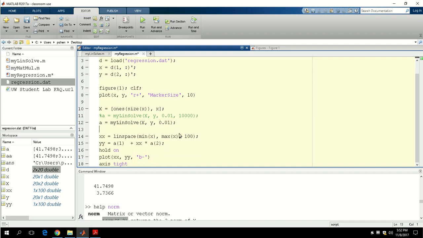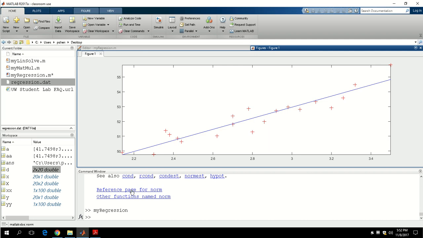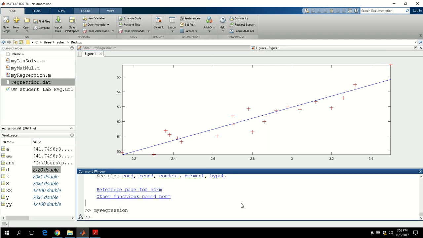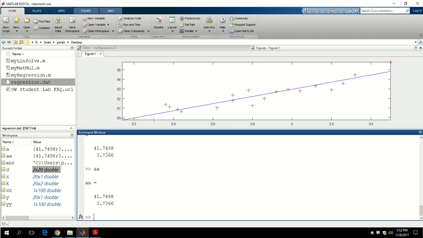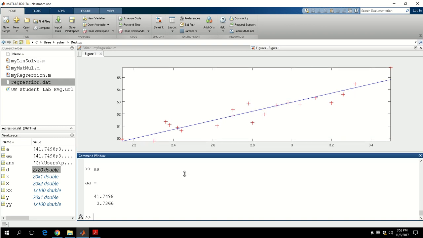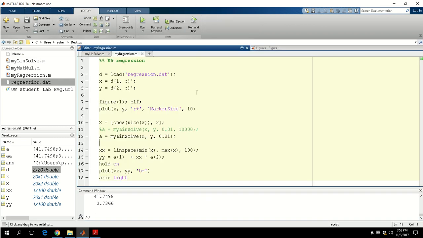Okay, so now let's rerun this code and see if we can recover the correct result. Yeah, it looks like it's still correct, right? And then if we look at A, is it still the same as AA? Yeah, it's still the same as AA, I think. At least to the displayed significant digits, right? So that's going to be E5 basically, right?